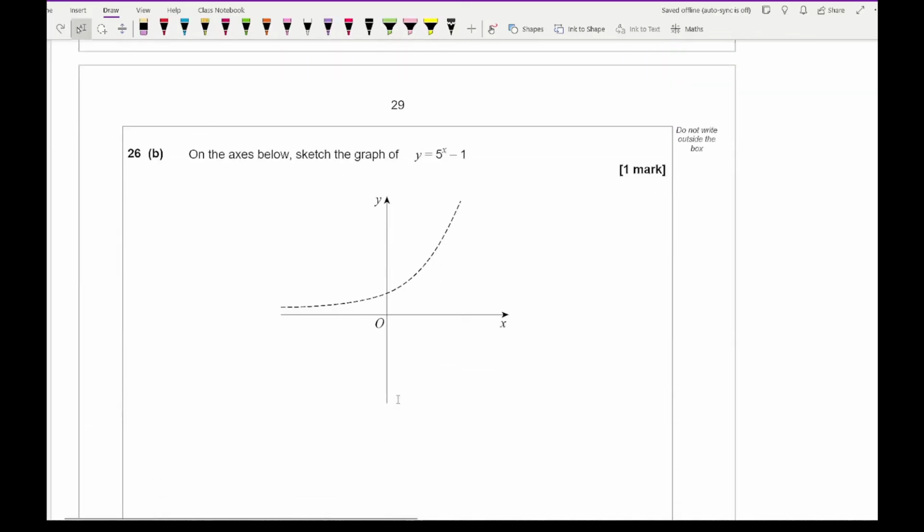And then on the very last question, on the axis below, sketch the graph of 5^x minus 1. So what we want to do is shift the graph down by 1. So this point here is at 1, so if we shift that down by 1, it's going to be 0. So what you're wanting is a curve that's relatively parallel, but I would say would look something like this, but definitely goes through the origin, and try and keep the space between those lines relatively the same. And that's it.